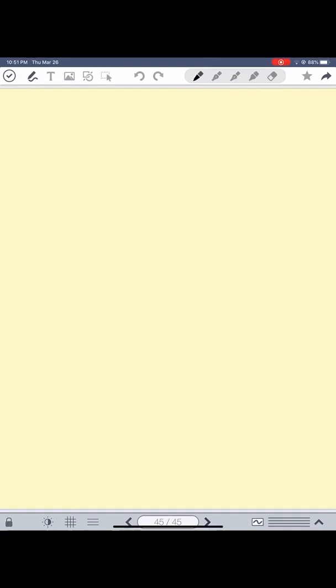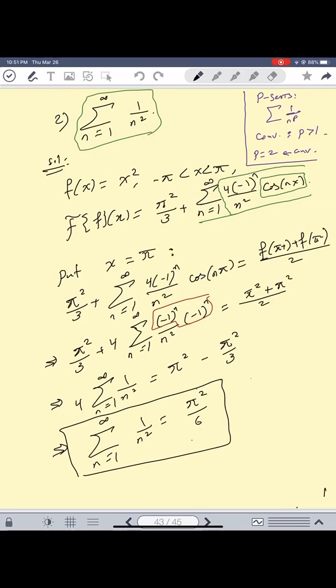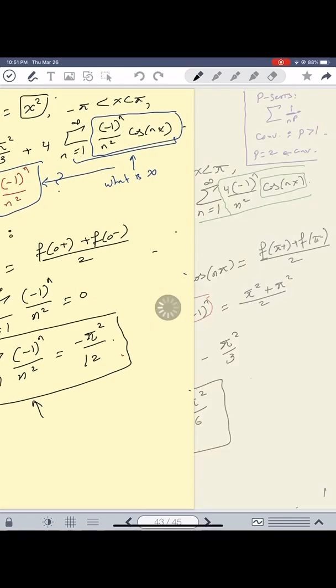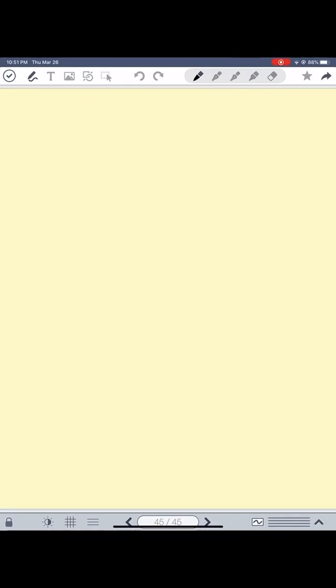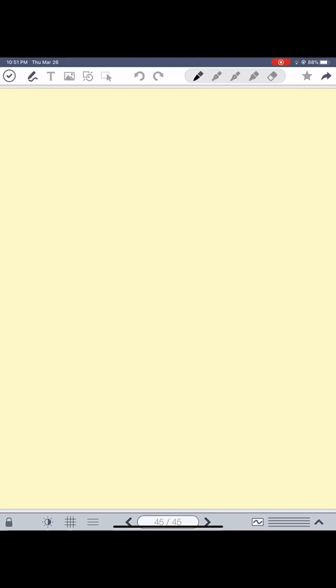We applied that nice result to obtain some sums, like the sum of 1 over n squared, the sum of (-1)^(n+1), the thing shown here on the screen, the sum of 1 over n squared, the sum of (-1)^n over n squared. So we found all these summations as a nice application of the Fourier series.